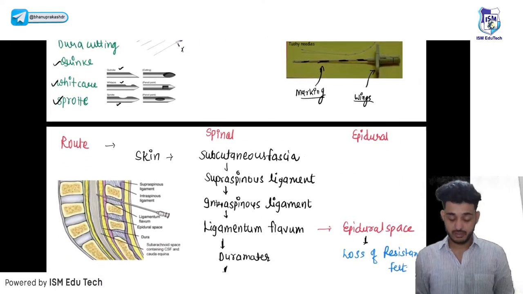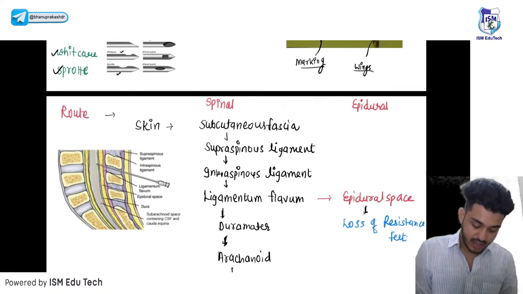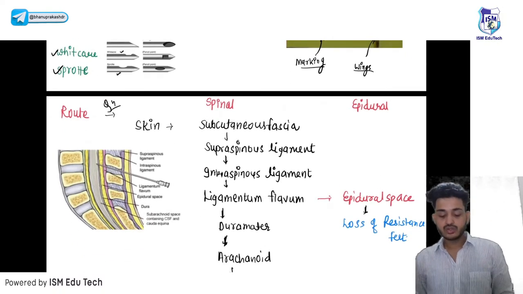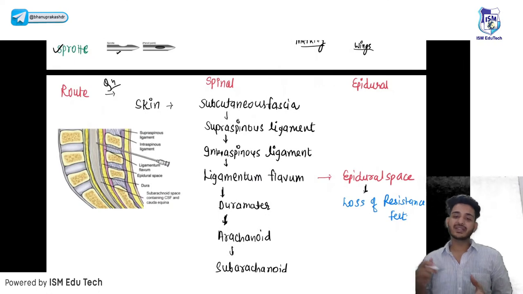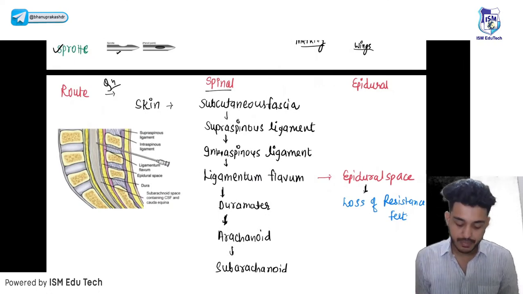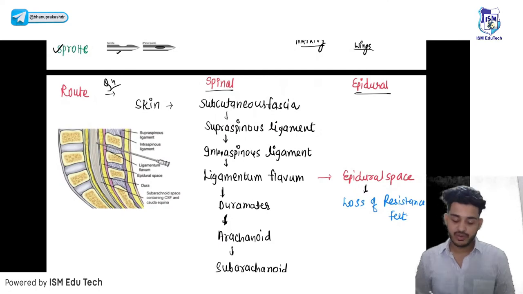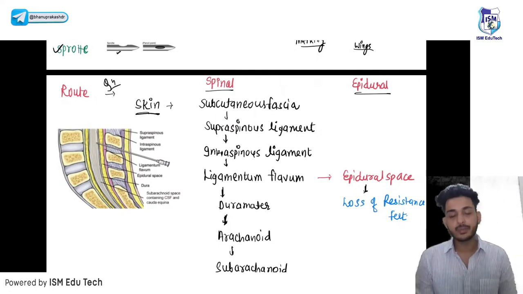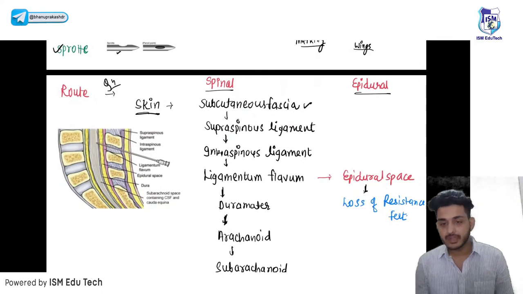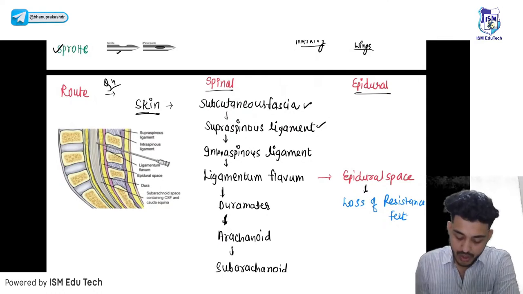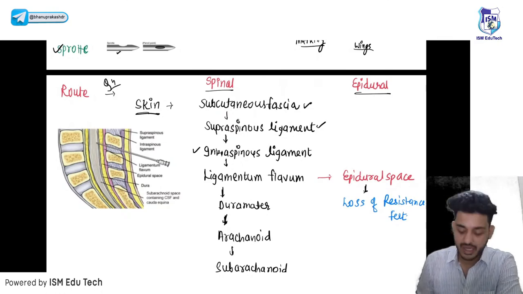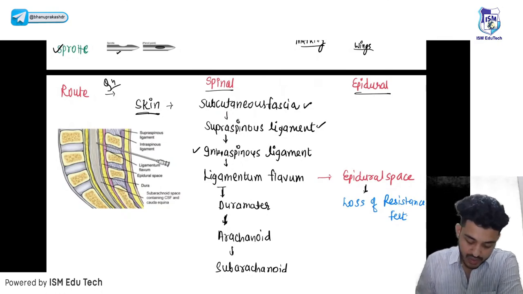Now, what is the pathway? There are questions from this also. So we need to go to the same place. For example, we are starting spinal or epidural. We will be starting from the skin, going to subcutaneous, then the supraspinous ligament, then the interspinous ligament, and then ligamentum flavum.